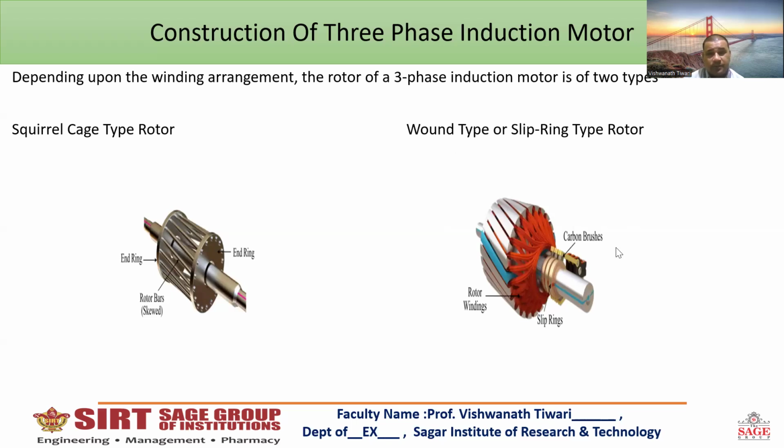In wound type of rotors, this is the shaft. This is called the carbon brushes, rotor windings, and slip rings. That is called slip rings, and this is called the skewing slots.